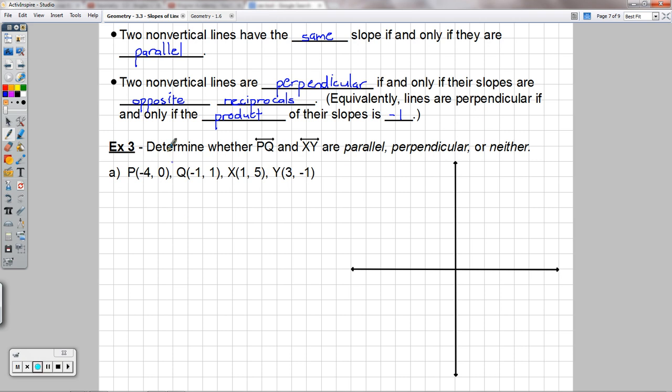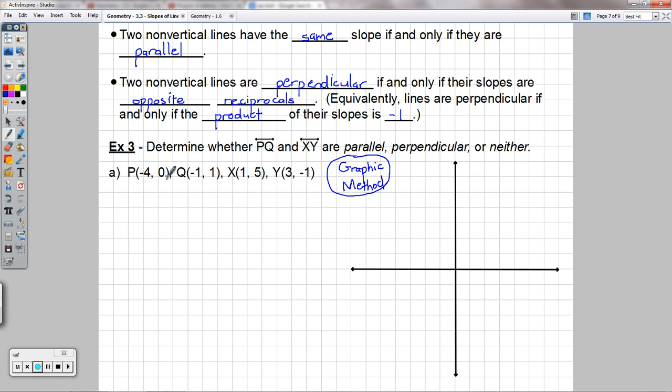So example 3: determine whether line PQ and line XY are parallel, perpendicular, or neither. On this one, let's do a graphic method. We've got a part A and a part B to this. Let's write that down right here. This is going to be the graphic way to do this kind of problem, and then we'll do an algebraic way in part B.